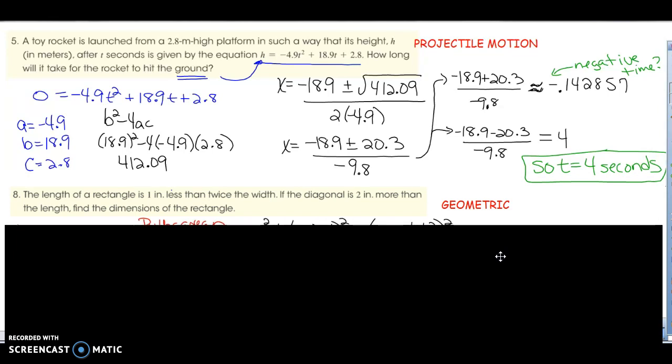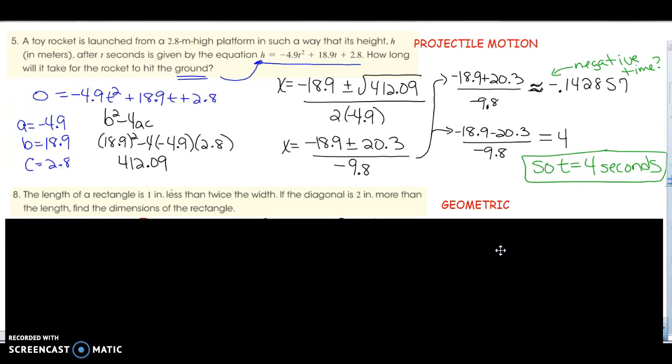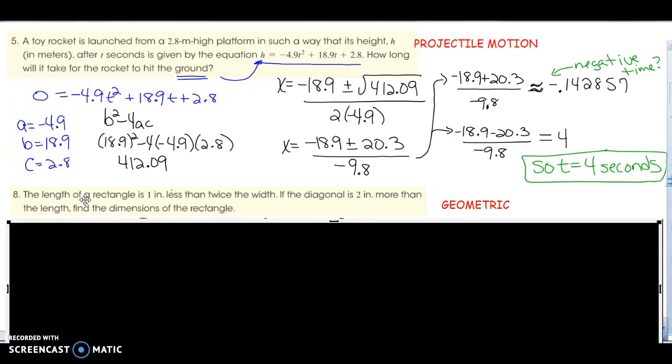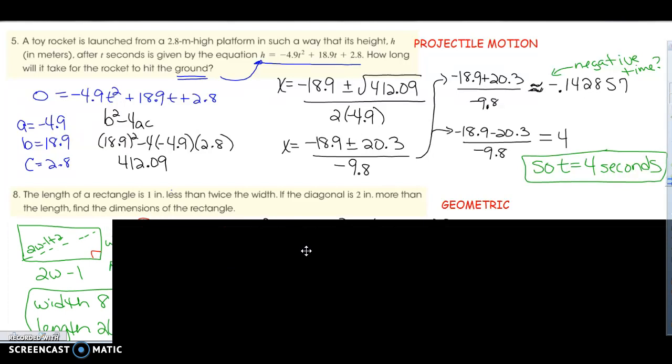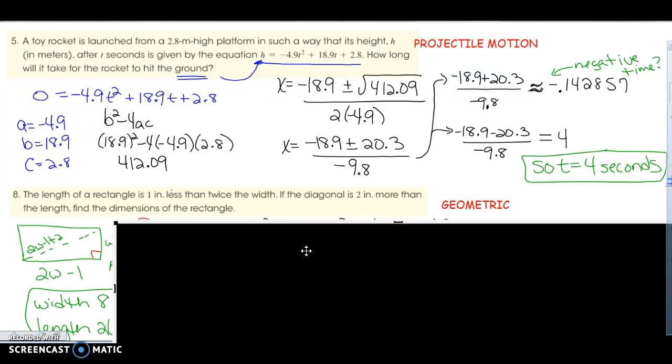The next problem we look at is a geometric type problem. As you read through, you realize we're dealing with a geometric shape, and so it's very helpful to go ahead and draw a picture of what you're dealing with. Draw a rectangle. Now let's see if we can label the rectangle based on the information they've provided.